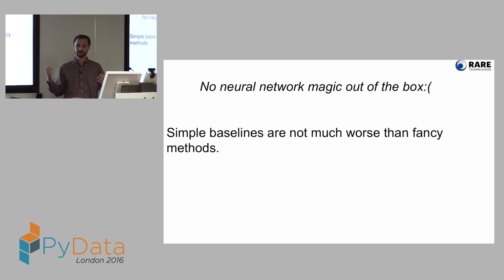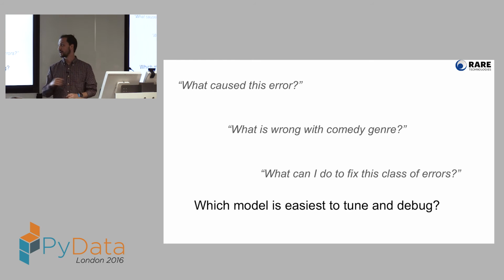So I should really get something good. And they only give me 5% better than my stupid TF-IDF. So that's something unusual here. There's no magic out of the box for them. Simply, baselines are not much worse than these fancy methods. That's one point. And then if I want to tune something, I really want to answer these questions.